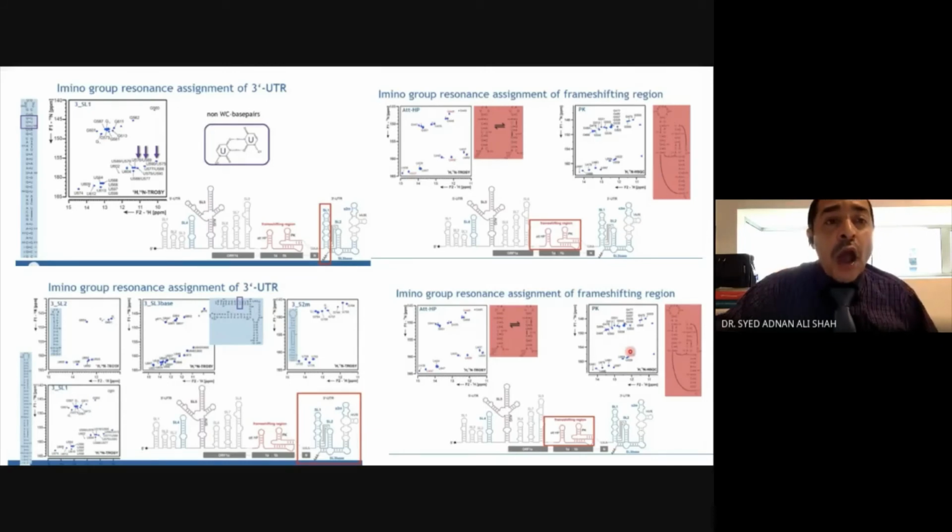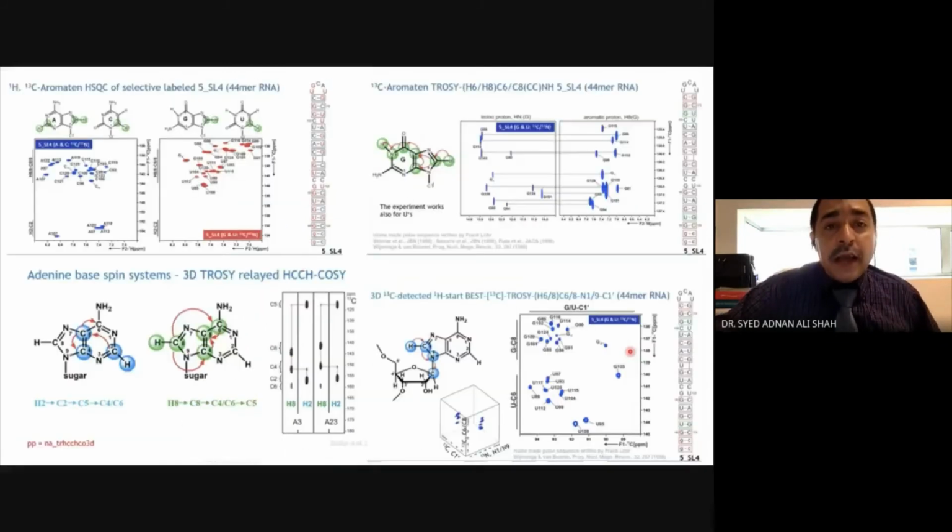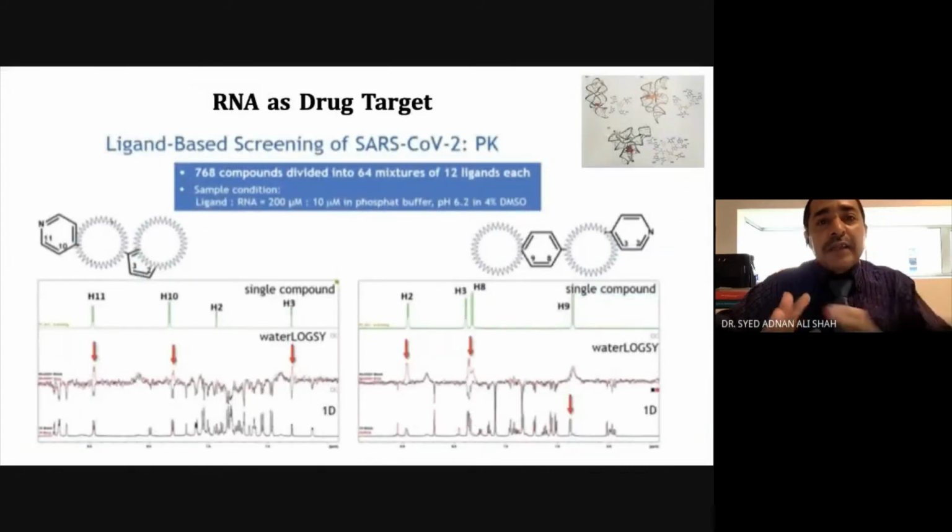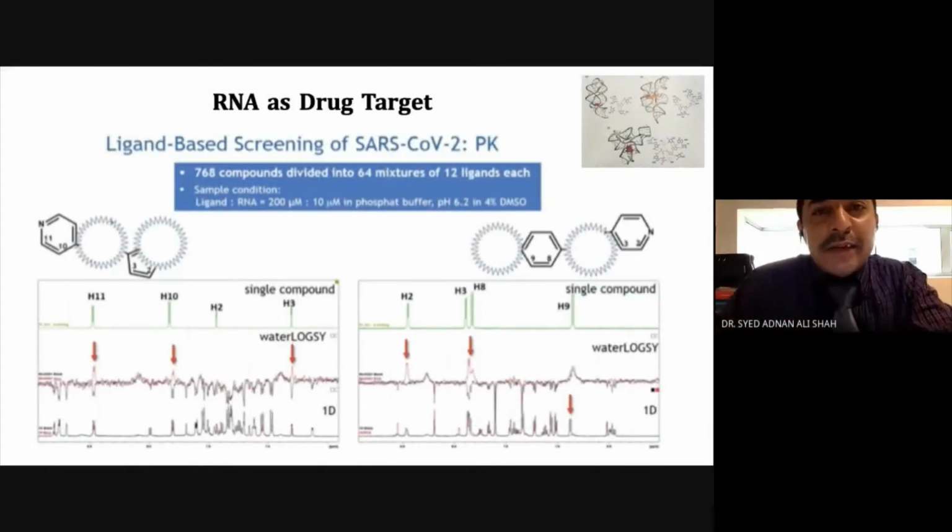during the elucidation of the structure of the coronavirus. These are all the assignments they have done. They got the information about the proton and carbon, the different connectivity, and they elucidated the structure of this RNA. And then after this, they used this RNA as a drug target.